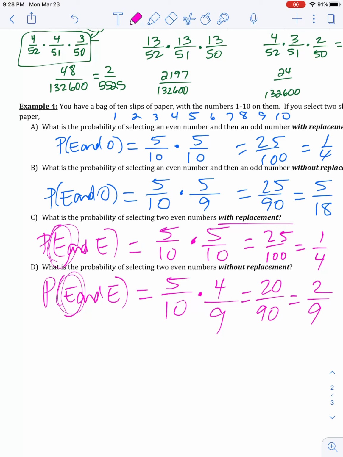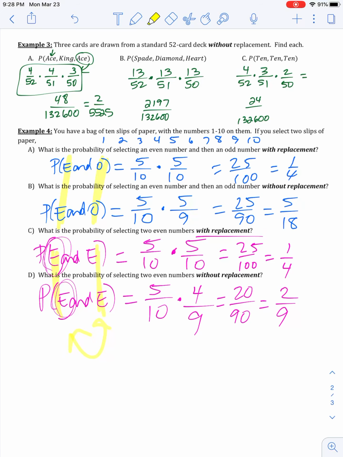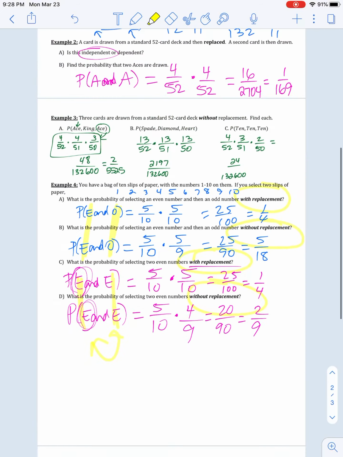Notice the difference between C and D compared to A and B. In A and B, I had even and odd, 2 different events, where in C and D, I had even and even, where these were actually the same event. And then the differences between A and B and C and D are, of course, the with and without replacement.